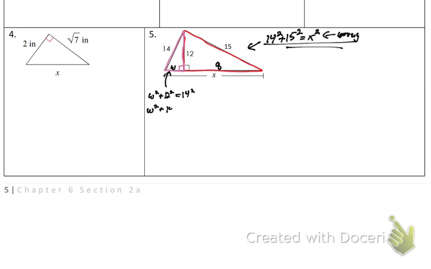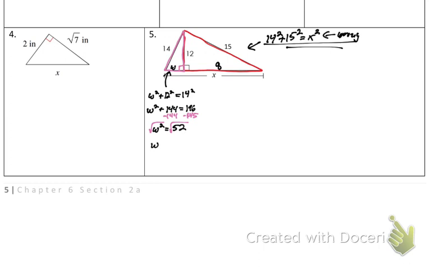144. Let's check 14 squared. What's 14 squared? Someone else? 196. We should subtract 144 from both sides. Will says it is 52. Are we good with 52? Okay, now we're going to take the square root of both sides.